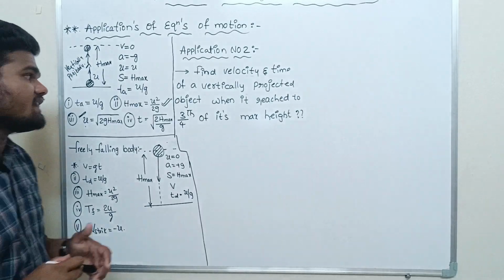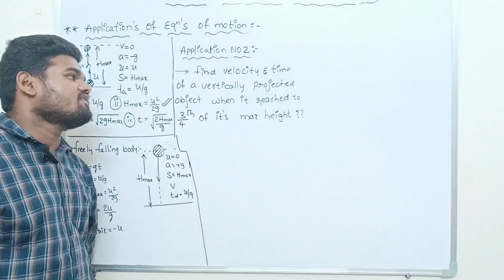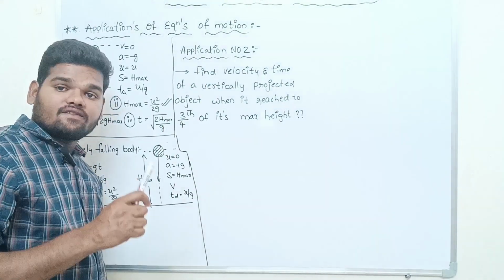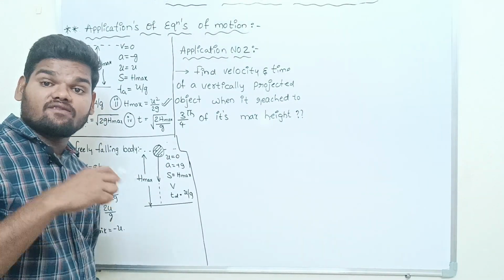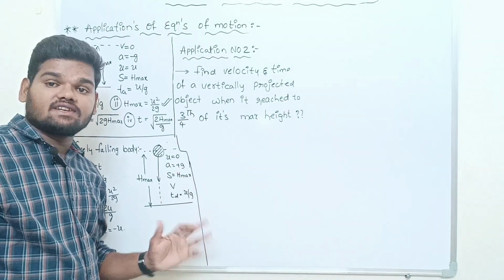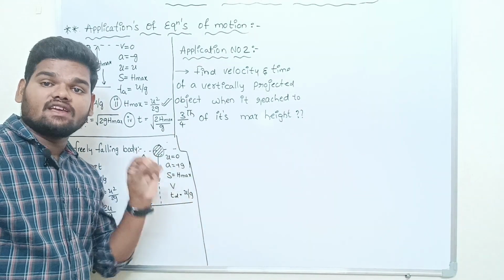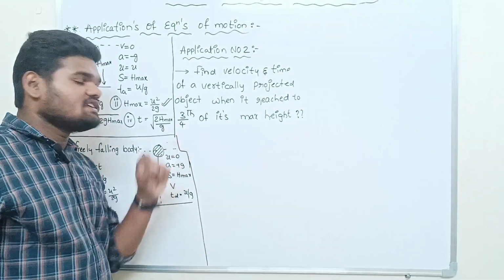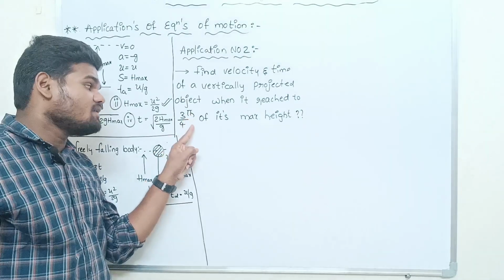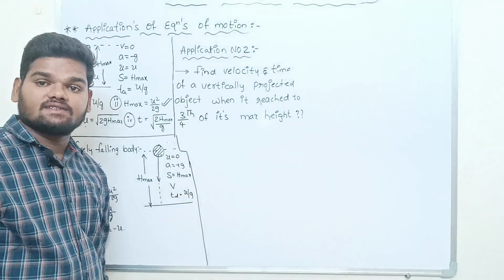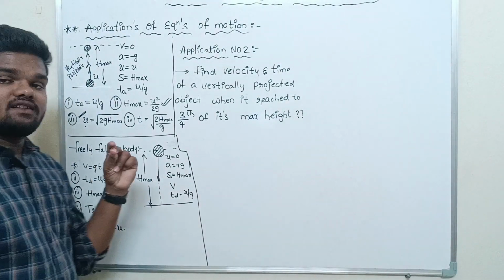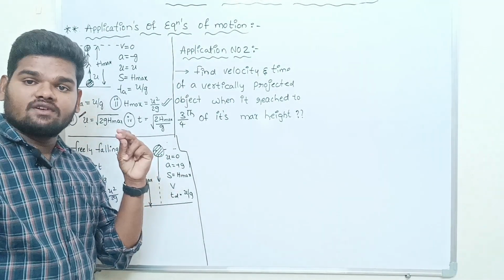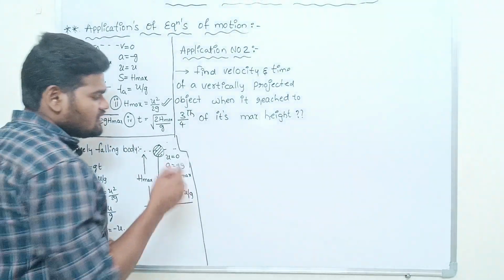What is the question they have given? Find the velocity and the time of a vertically projected object when it reaches the 3 by 4th. In the previous application, we solved for half of the maximum height. Now in this application, what are they asking? 3 by 4th of its maximum height. Pause the video and try the solution. 3, 2, 1, go. Have a look.